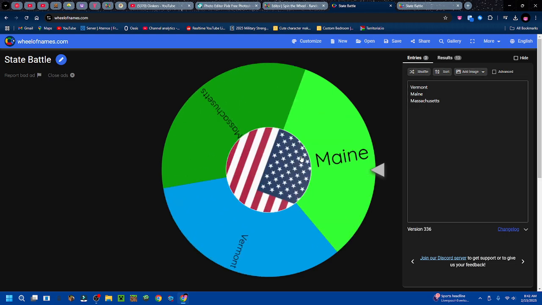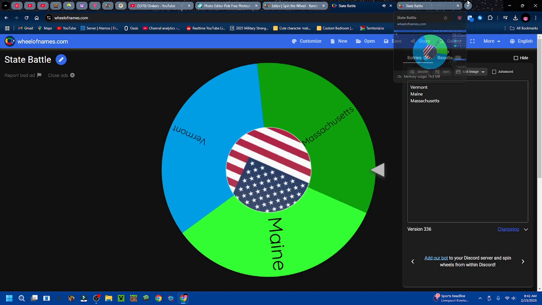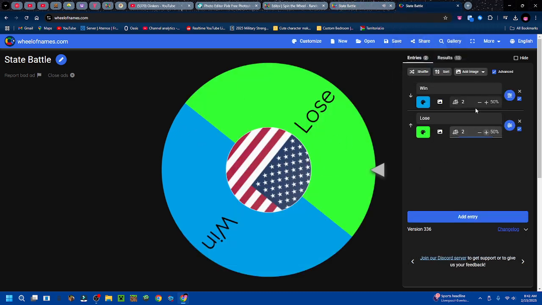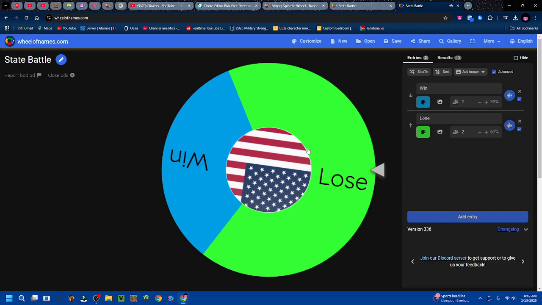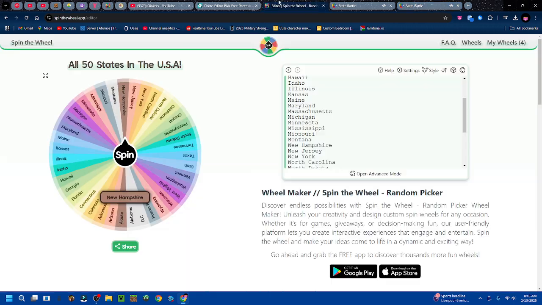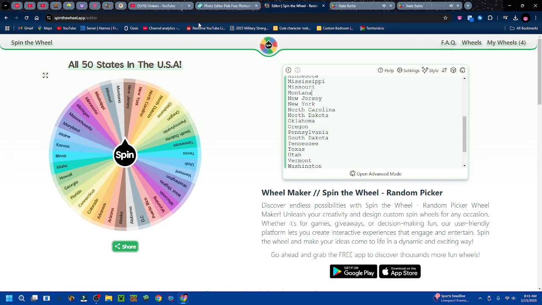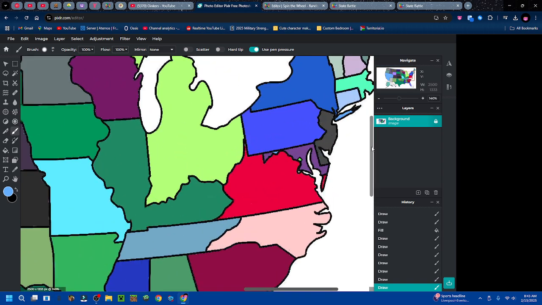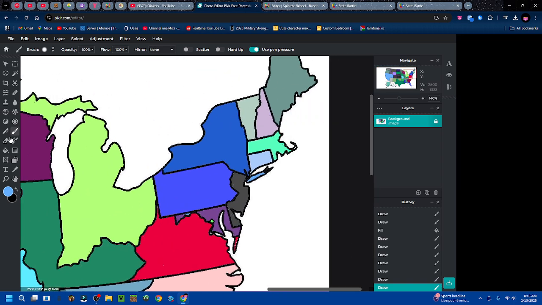Alright. Let's see who they're going to be fighting against. Massachusetts. So they have a higher chance of losing since Massachusetts won a battle. But they are going to lose to Massachusetts. So New Hampshire is off the wheel. And New Hampshire is now owned by Massachusetts. Bam. If you live in New Hampshire, now you're in Massachusetts. Not really, but still.